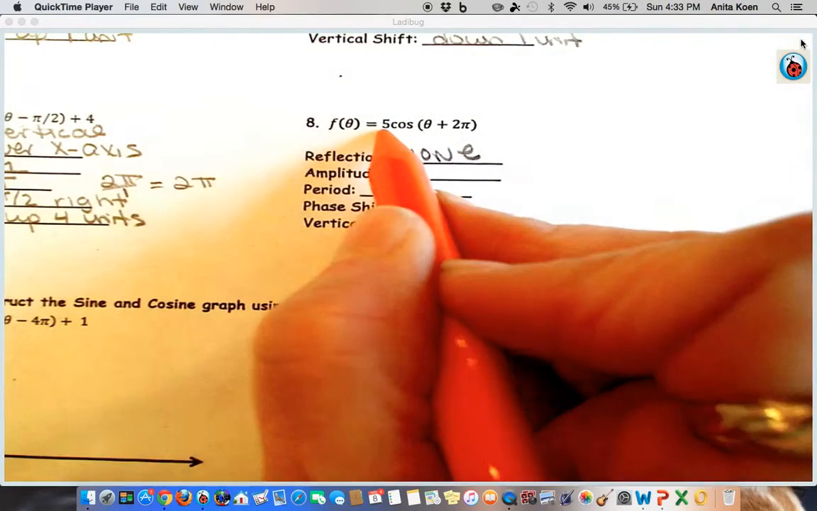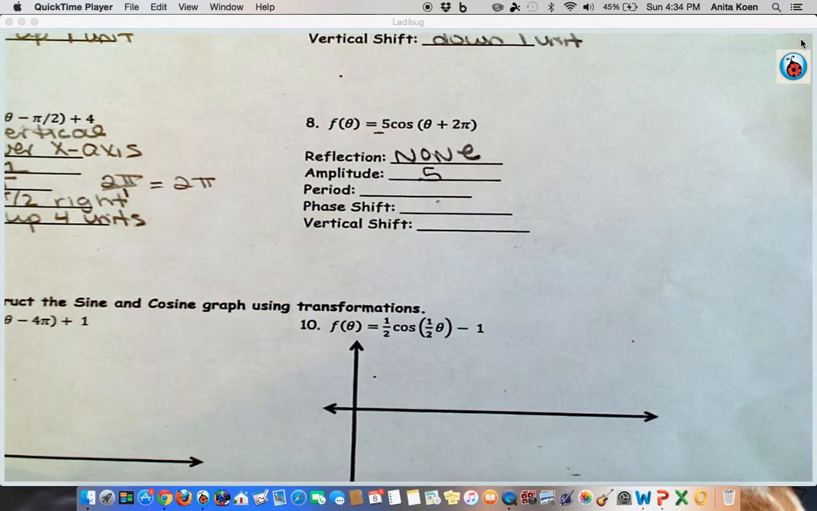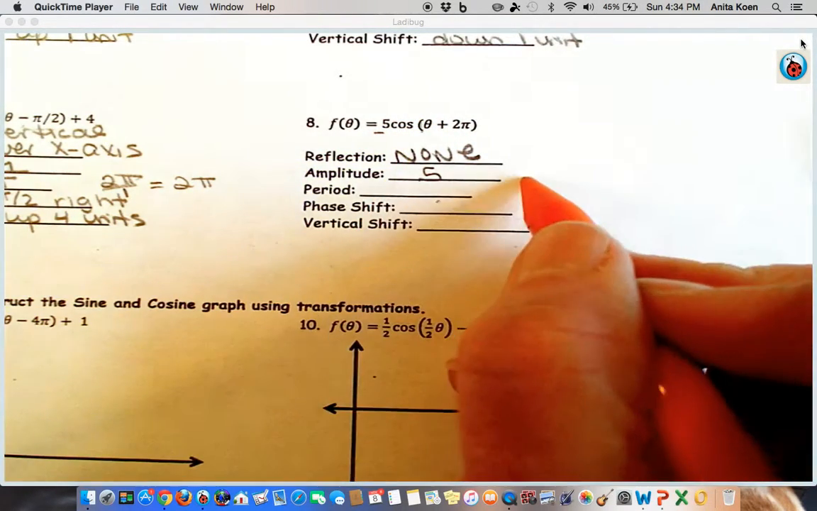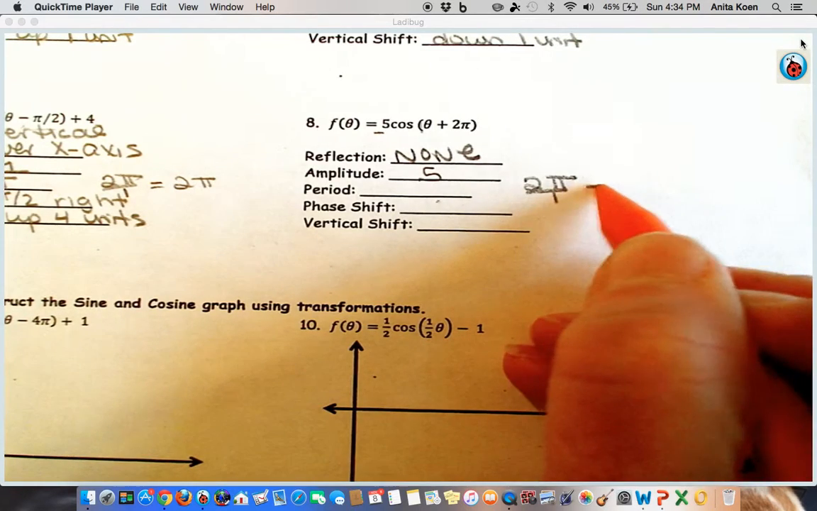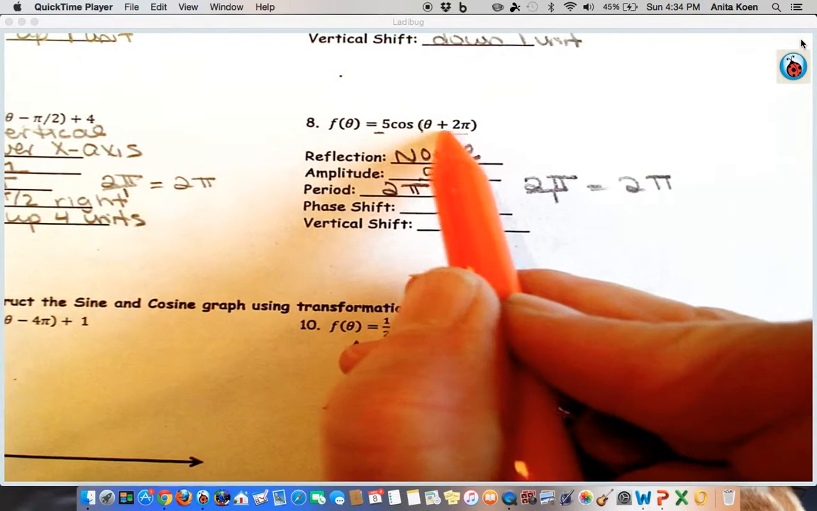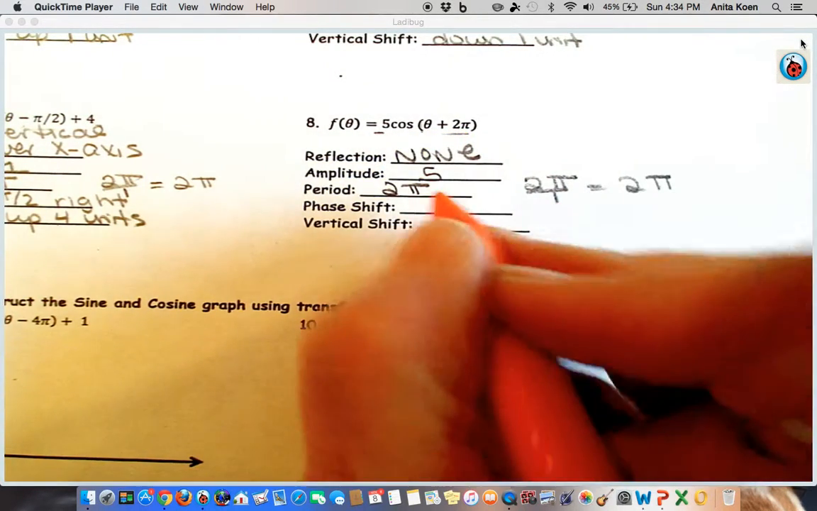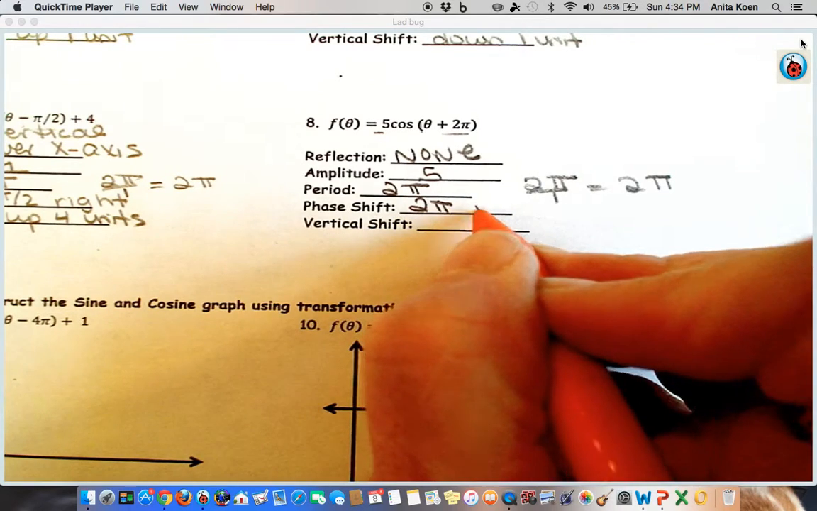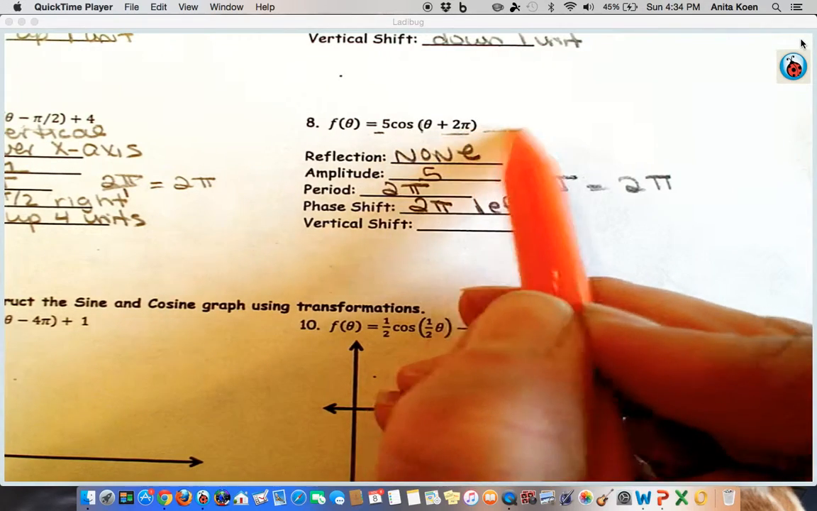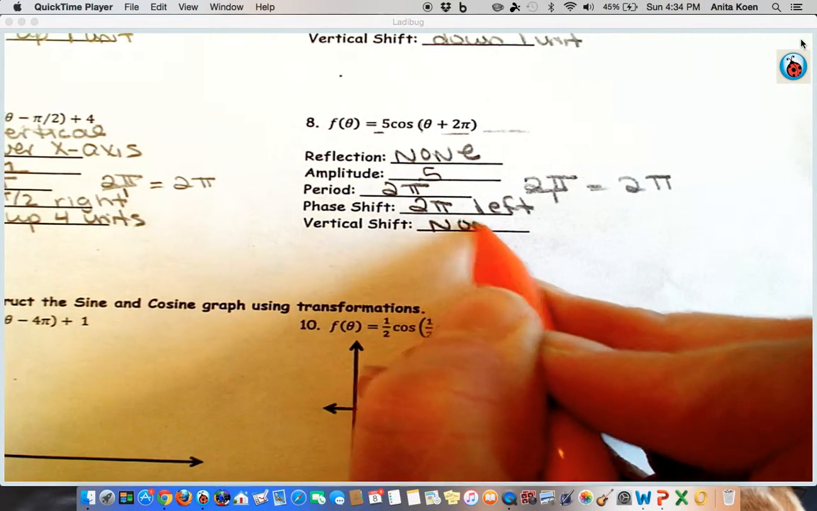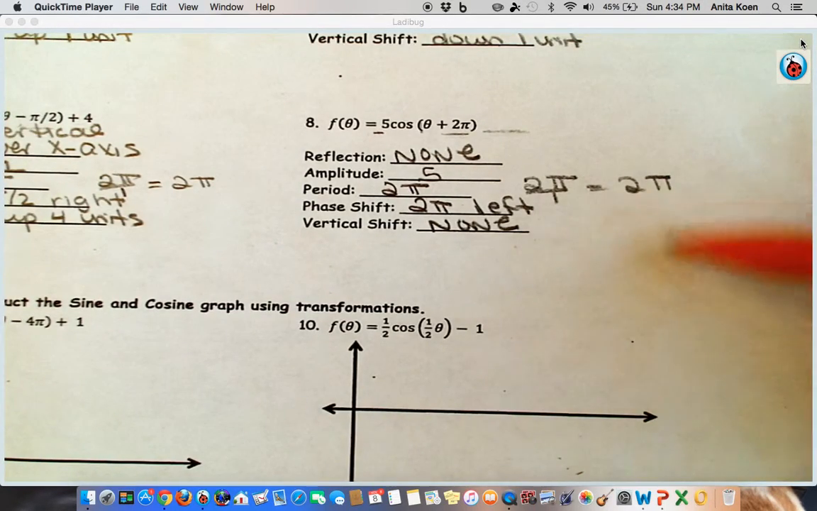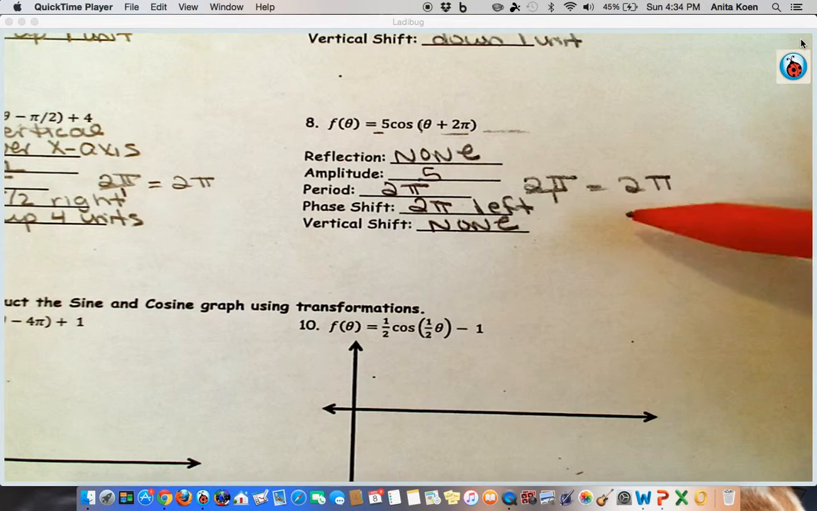Okay, the amplitude is the absolute value of the number in front of the cosine, so that's 5. The number in front of theta is an understood 1, so that period is 2 pi divided by that 1, which is just 2 pi. The phase shift is the number that is added on the inside, so that's 2 pi to the left. And the vertical shift is the number that's added outside, so here there is none. Okay, so that is 5.4, how you identify the transformations.